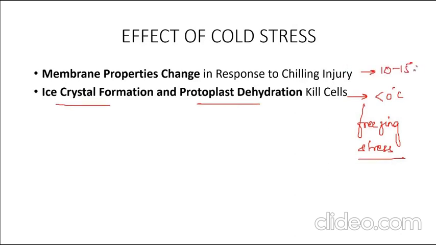So under 10 to 15 degrees centigrade, there will be chilling injury, which causes a change in the membrane properties, and when the temperature is below 0 degrees centigrade, it causes freezing injury, which leads to ice crystal formation and protoplast dehydration. So what happens when the membrane properties are altered?